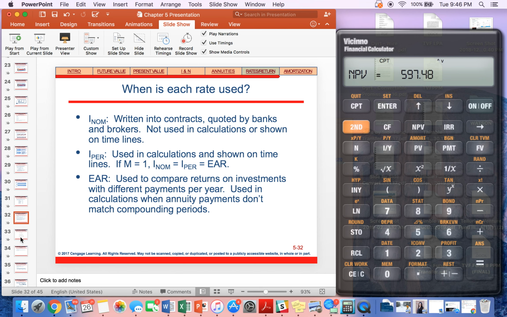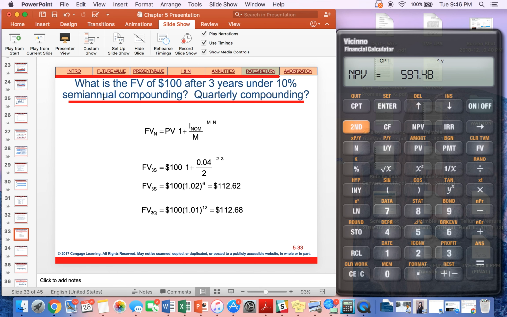So let's show you an example here. It says, what's the future value of $100 after 3 years under a 10% semi-annual compounding or a quarterly compounding, okay? So this question kind of tips you off here. You could have solved for the future value of $100 over 3 years at 10% if this was just an annual rate. You would have just plugged it right in there to solve for the future value. But because this is semi-annual and they want us to solve for the quarterly interest rate or effective annual rate, we need to take an extra step here.